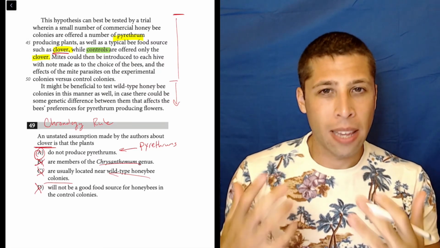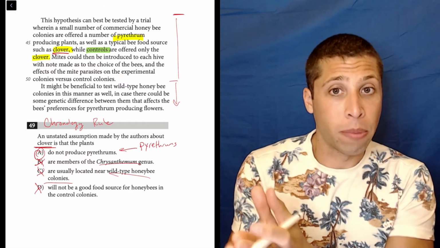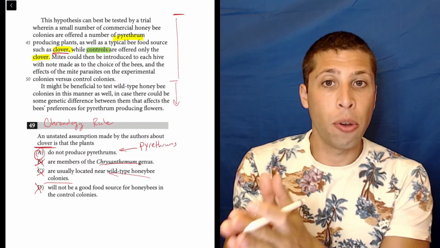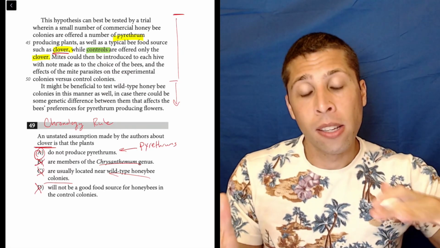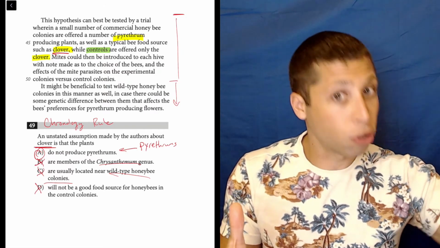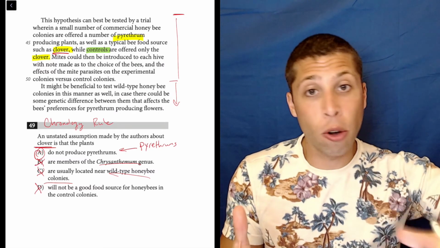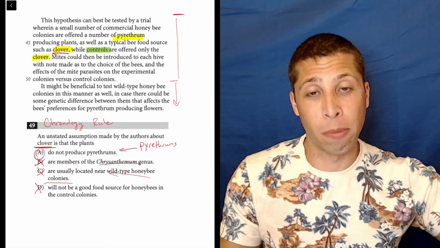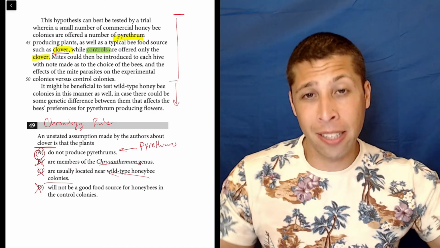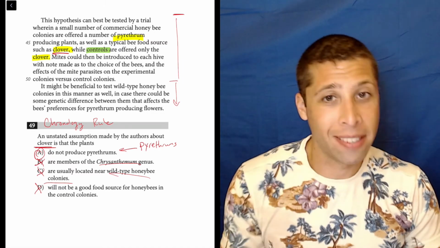So that's the variable, the pyrethrums. That's the thing we're trying to measure. So we can't allow that to sneak into the control group, right? The control group has no pyrethrums, and so the clover then must have no pyrethrums. It is just this bland plant that the bees eat.